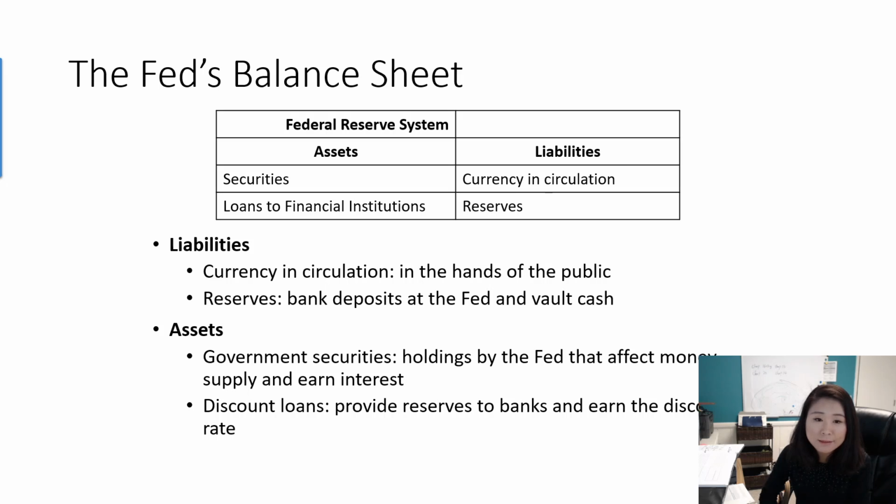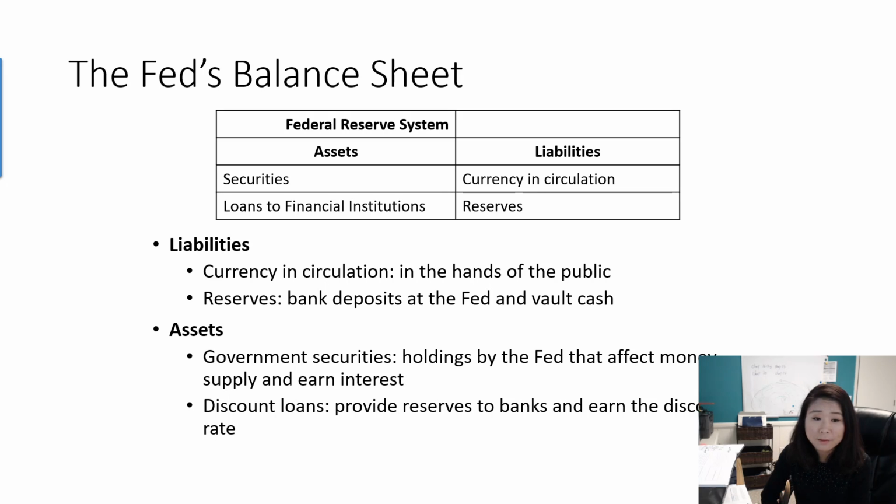So you can see the currency is the item that the Federal Reserve owes to the depositors, and the reserve is what the Fed owes to the commercial banks. And so these are the liabilities for the Federal Reserve. How about assets? What kind of assets are owned by the Federal Reserve?